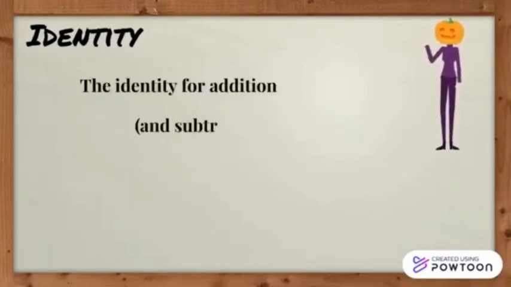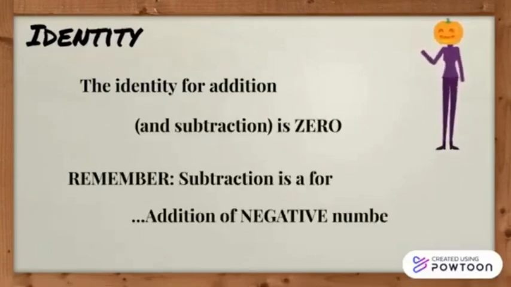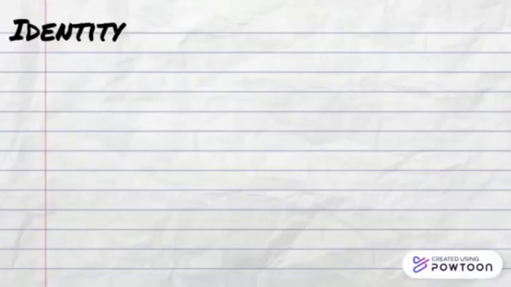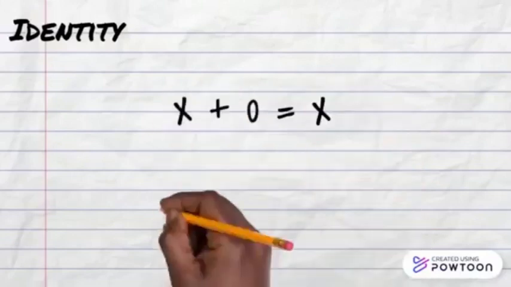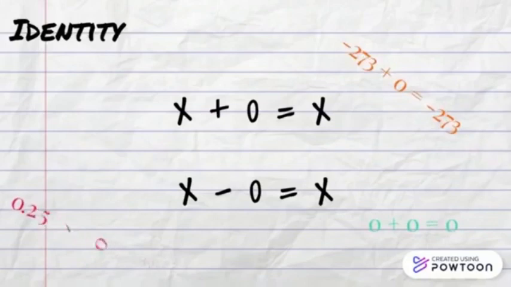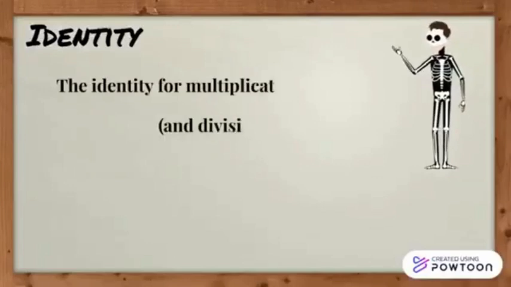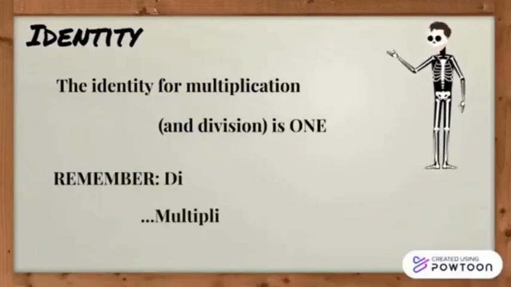If you add 0 or subtract 0 from any number, the answer does not change. Similarly, if you multiply or divide any number by 1, the answer does not change. Therefore, we say the identity for addition and subtraction is 0, and the identity for multiplication and division is 1.